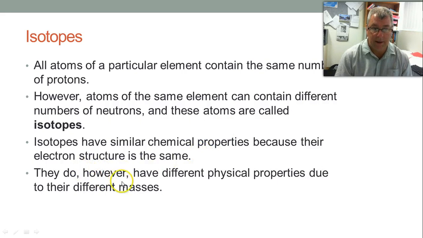They are, however, easier to separate through physical properties because of their different masses, and so we use things called mass spectrometers to separate the different isotopes if we were trying to study them.